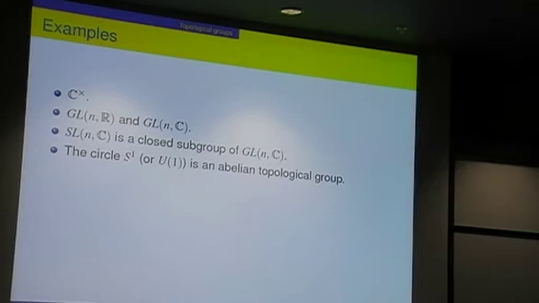The circle is an abelian topological group. If you're thinking of it through your Lie theory perspective, you often write it as U1. Physicists like to call it that. I like to think of it as a circle, so I like to use the notation S1.